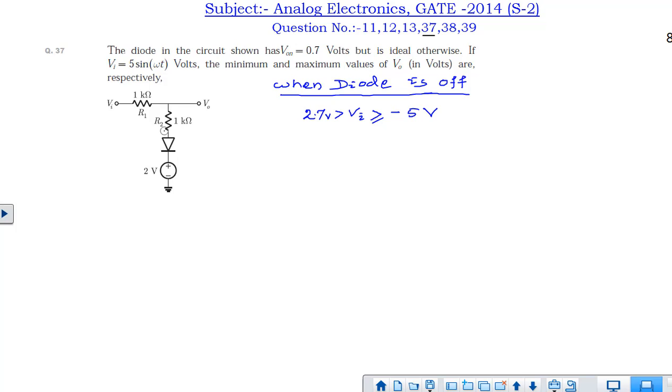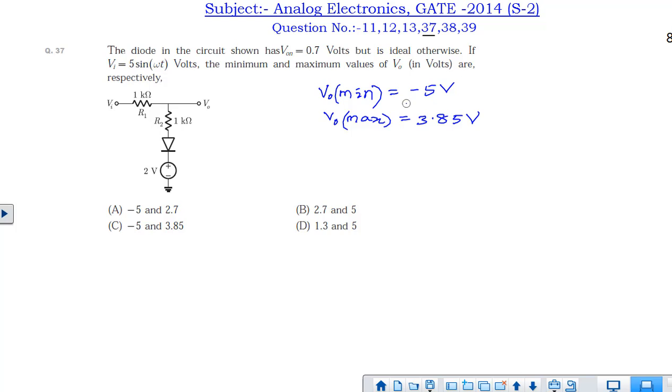As the diode will be in off state, there won't be any current. So whatever the input voltage is, that will directly appear at the output voltage. So we can replace this Vi with Vo. So Vo will have a span of 2.7 volt to -5 volt. So the minimum value of the output can be -5 volt. Hence, the minimum value can be -5 volt and the maximum value can be 3.85 volt. So among the options, option C is the correct answer. Thank you.